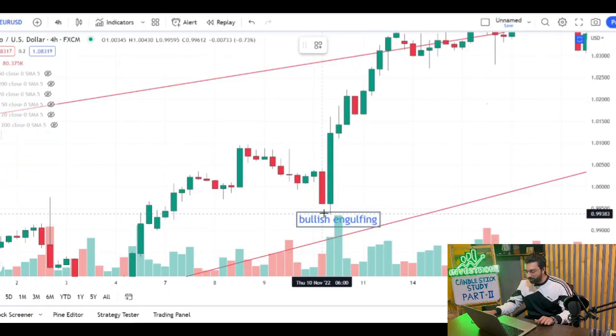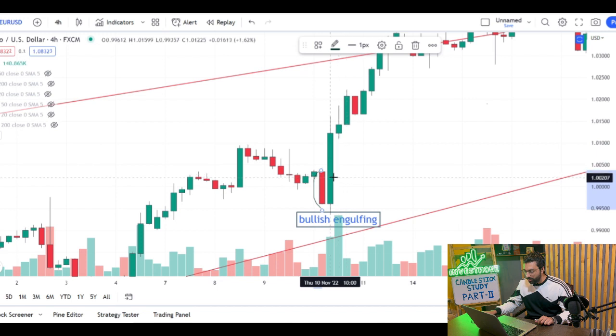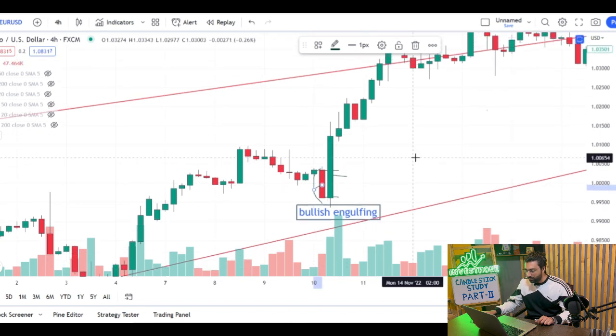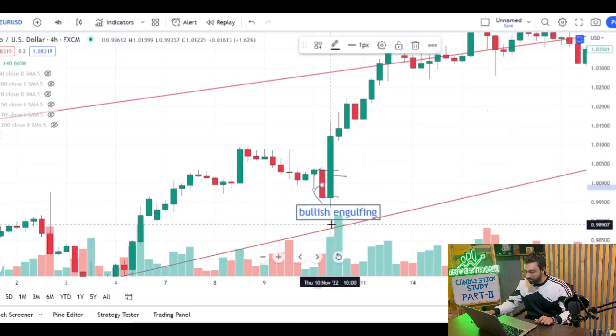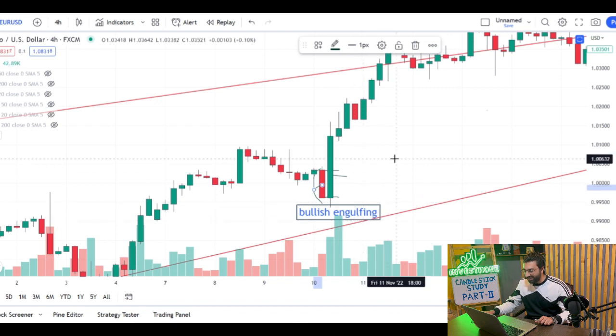Here you can see there is an example of a bullish engulfing candle. Just see here, this is a bearish candle and this one is a bullish candle, but you can see the entire body of the bearish candle can be engulfed, or this green candle, the bullish candle, can eat the entire body of this bearish candle. When you see this type of pattern, this is called bullish engulfing.